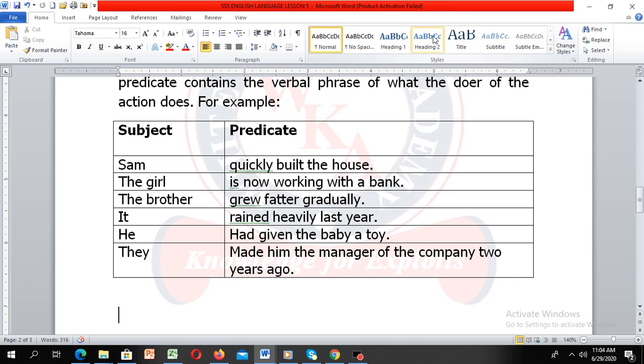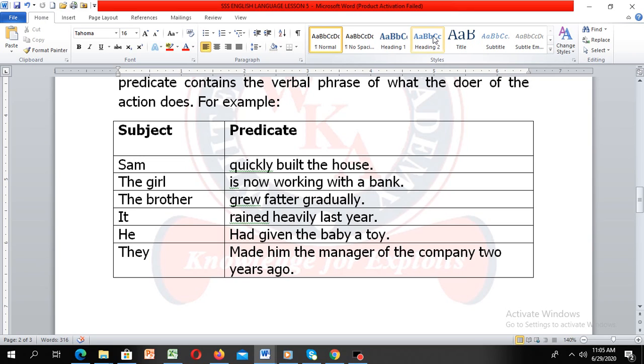Next, he had given the baby a toy. He is the subject. Had given the baby a toy is the predicate, the one receiving the action performed by the subject. Okay? Last example, but not the least.